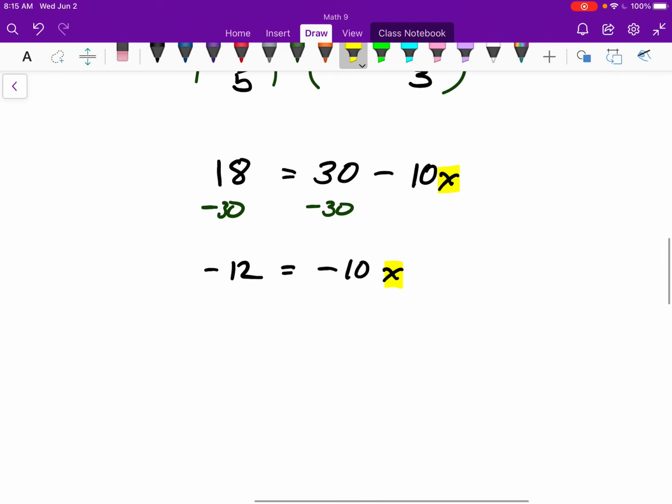And so lastly, to figure out just what 1x is, I need to divide both sides by negative 10. And so on the left-hand side, a negative divided by negative is a positive. 12 divided by 10 is 1.2, and that's just 1x.